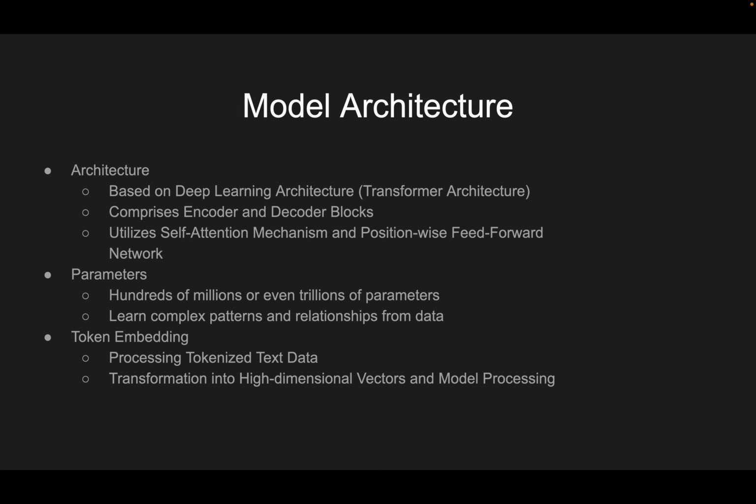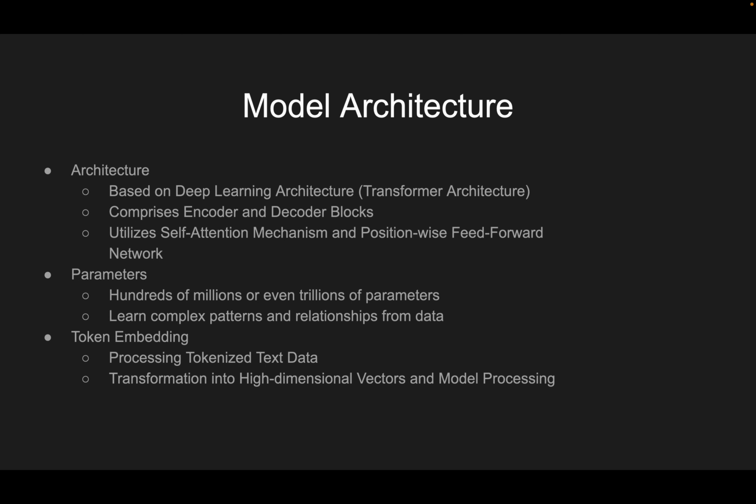Now, let's take a closer look at the structure of the model. Most large-scale language models are based on deep learning architecture, with the transformer architecture being widely used. The transformer architecture consists of encoder and decoder blocks, each containing self-attention mechanisms and position-wise feed-forward networks. These models can have hundreds of millions or even trillions of parameters, which are crucial for the model to learn complex patterns and relationships from data.